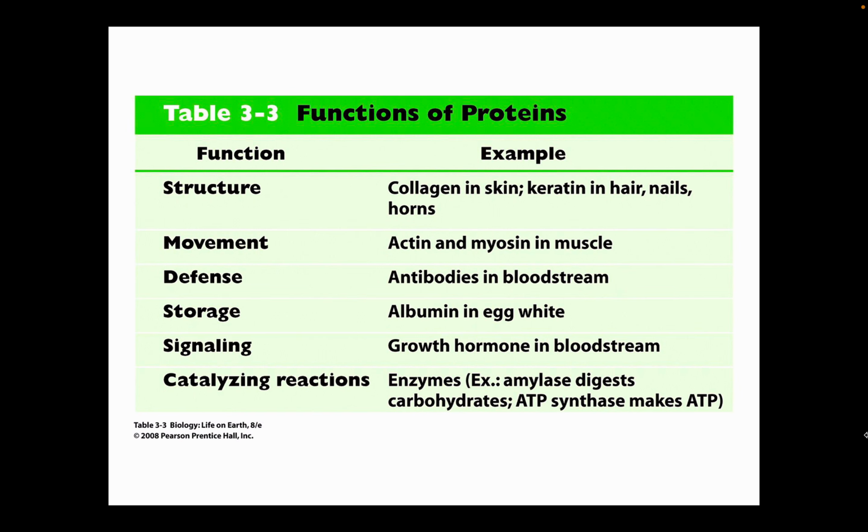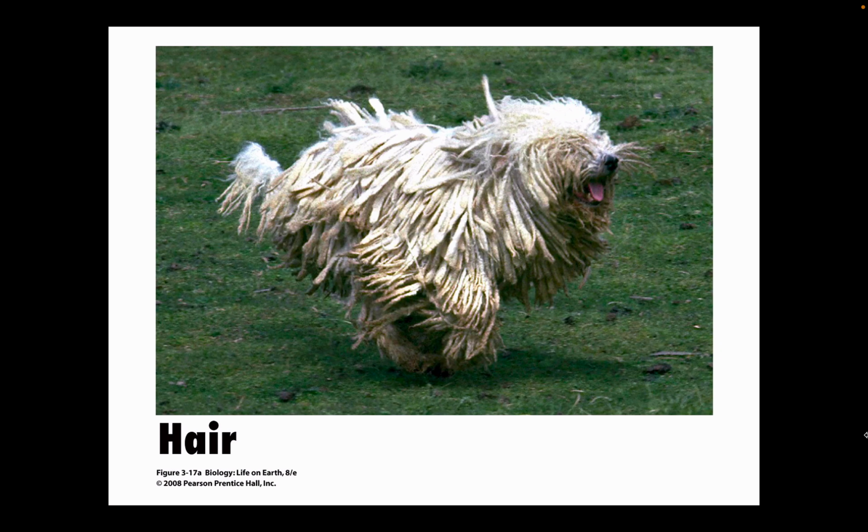So just to organize those functions and get them all into one spot: structure, like collagen; movement, like actin and myosin, which we mentioned earlier; defense, which are antibodies that help to fight off infection; storage, like the albumin that we discussed, you can find in egg whites. And by storage, we're really referring to energy storage. Signaling, so they can function as hormones like insulin or growth hormone, and then they can function as enzymes where they'll catalyze reactions. And we're going to talk about a whole host of enzymes.